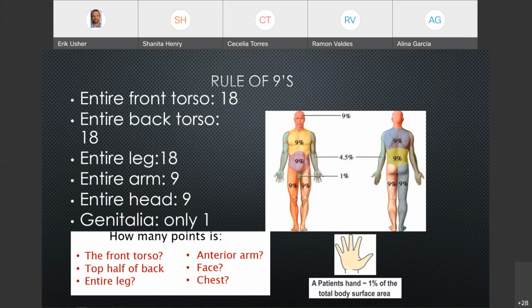The leg, 18%. So if you have burns to just the front, it's 9%. Entire head, 9%. But if I have burns to just the face, 4.5%. So it's not 100% specific. There is some wiggle room there, and it is an approximation, but it's close enough to get us that early aggressive fluid resuscitation that patient needs.